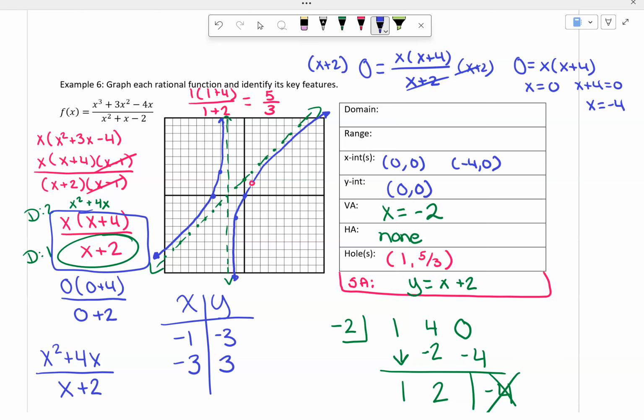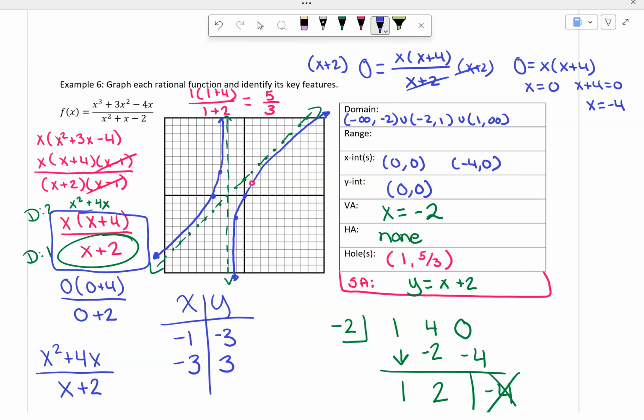If we look at the domain, that's what x's are not being used. So if we look, we're not using our vertical at -2, and we're not using our hole. So therefore, we have those two to take into consideration. So that will be -infinity to -2, and then -2 to 1, and then 1 to infinity. But your range is slightly different.